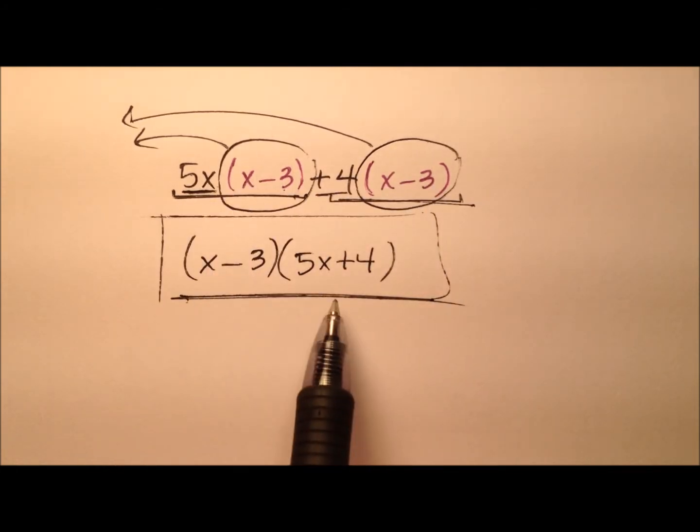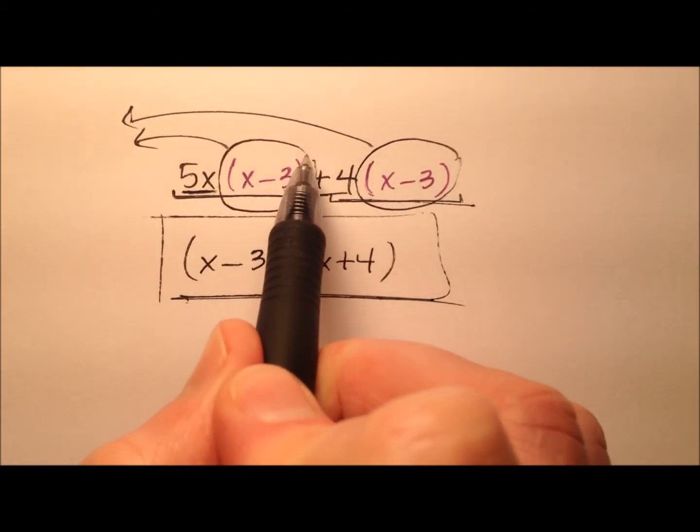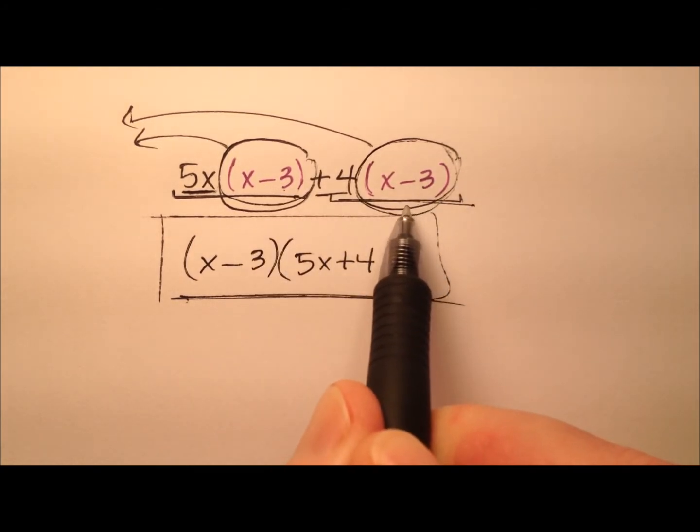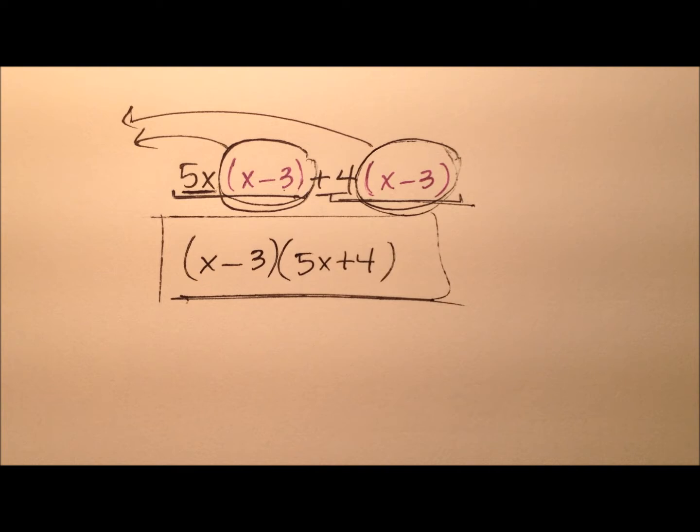So the most important part of grouping is that you can factor out a greatest common factor that happens to be a binomial or even a trinomial. It doesn't have to be a single number or a single variable.